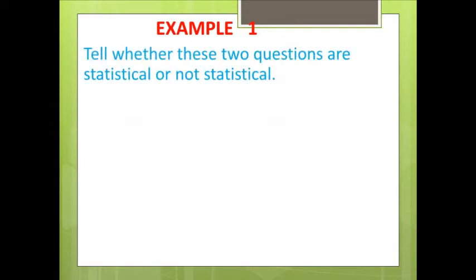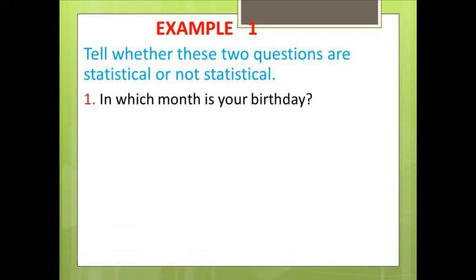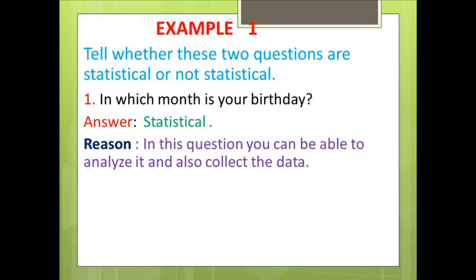Example 1. Our example number 1 is, tell whether these two questions are statistical or not statistical. Question number 1. In which month is your birthday? In this question, you can see that the answer is statistical. Why? The reason is, in this question, you are able to analyze it and also collect the data. Perhaps you might say you are born in this month or that month, the 4th month or 5th month. You can record that information and put it in the data.